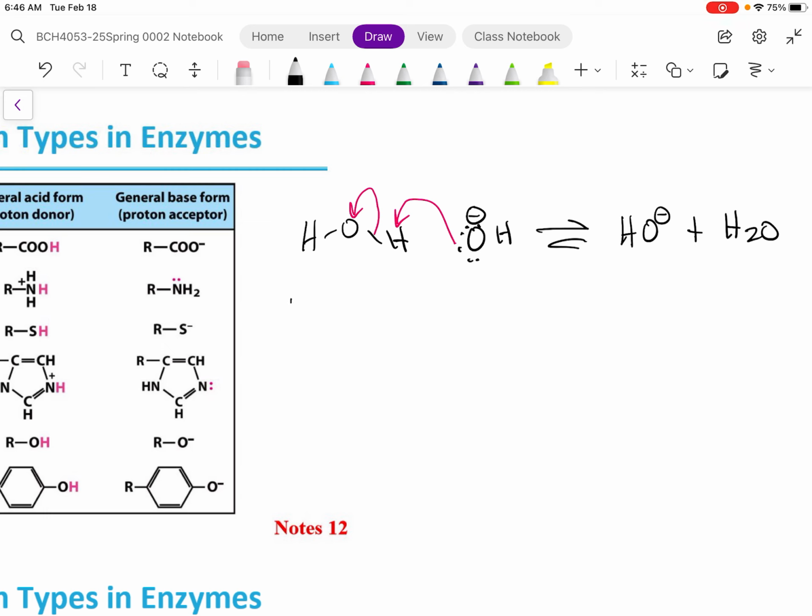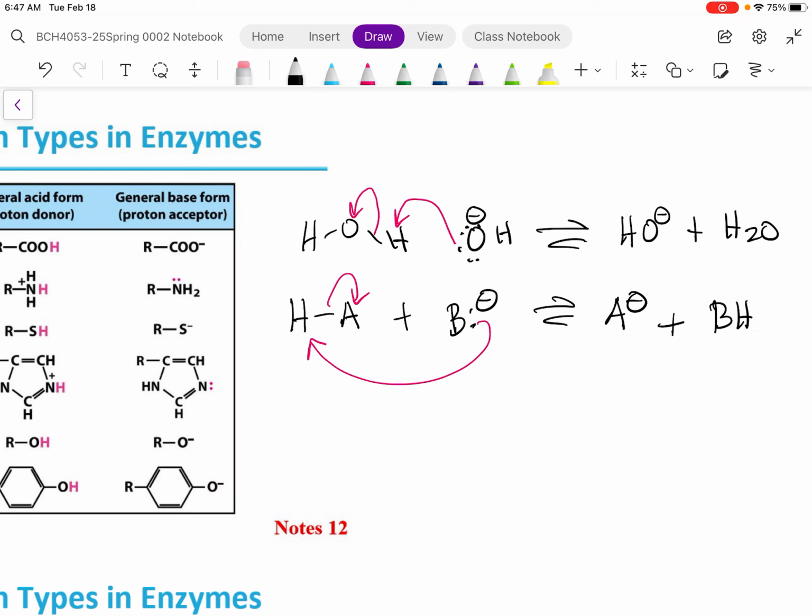We could maybe generalize it a little bit more. Like this, HA for an acid plus B minus for our base. And I can come, grab the proton to give us the conjugate base plus the conjugate acid, like that.